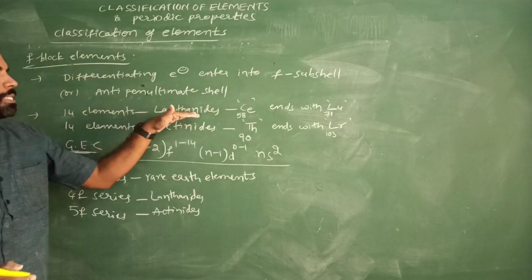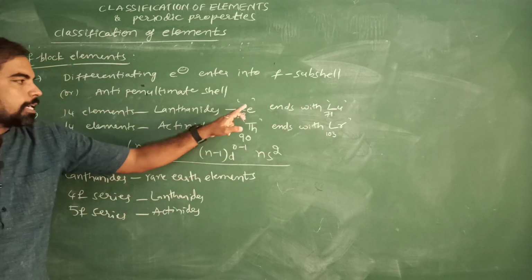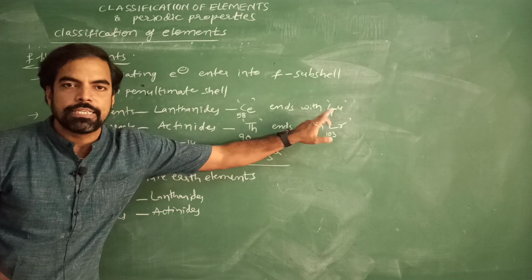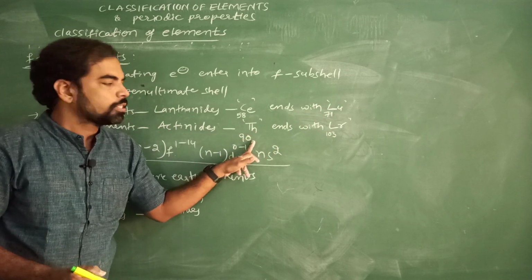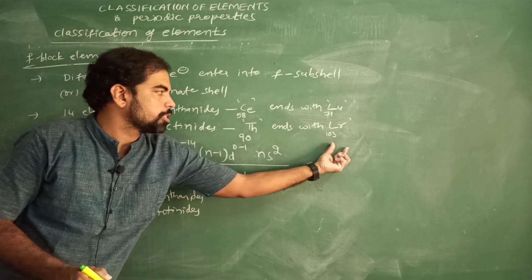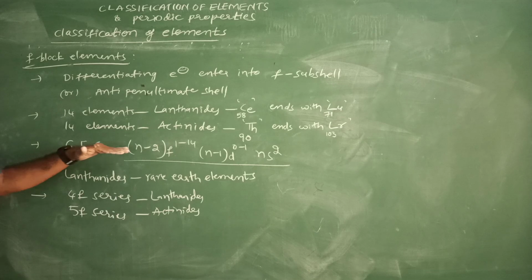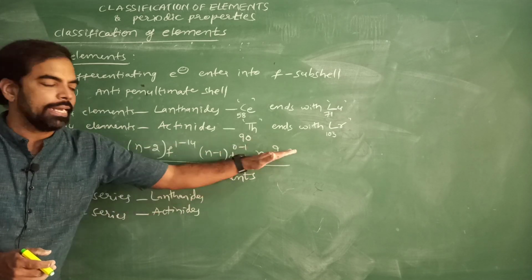Of the 14 elements, lanthanides start with cerium and end with lutetium. Cerium's atomic number is 58, lutetium's atomic number is 71. Whereas of the 14 actinide elements, the series starts with thorium and ends with lawrencium. The atomic number of thorium is 90, lawrencium is 103. The general electronic configuration is (n-2)f 1 to 14, (n-1)d 0 to 1, ns2.